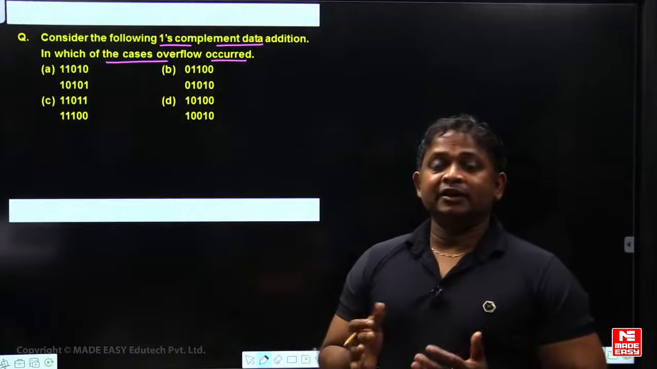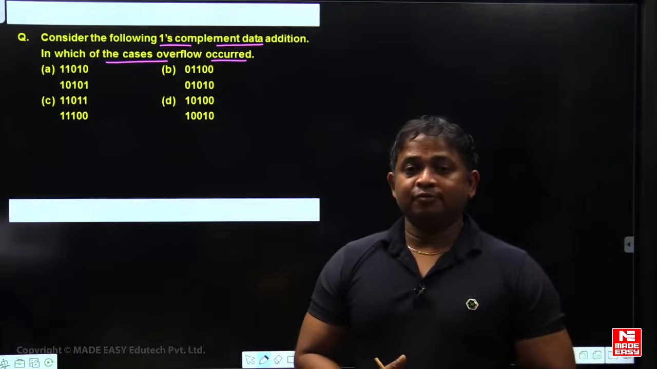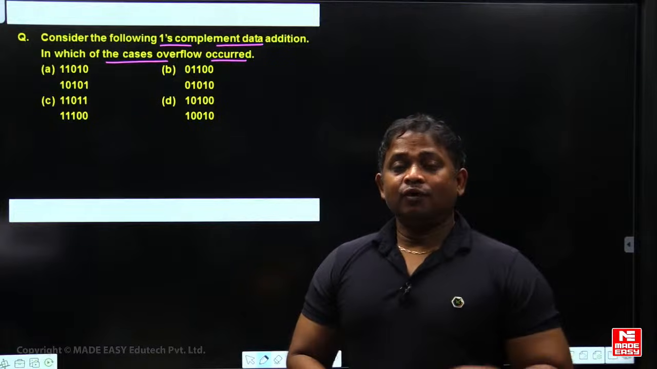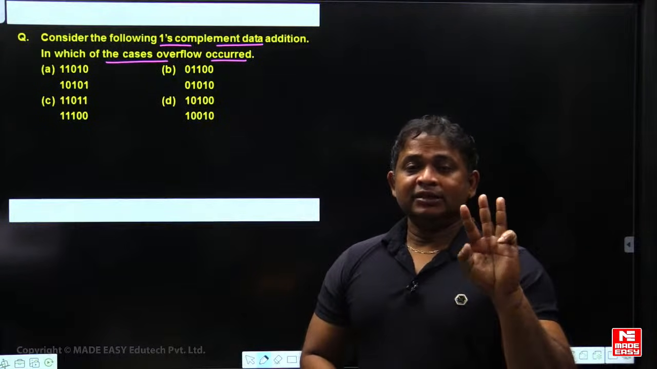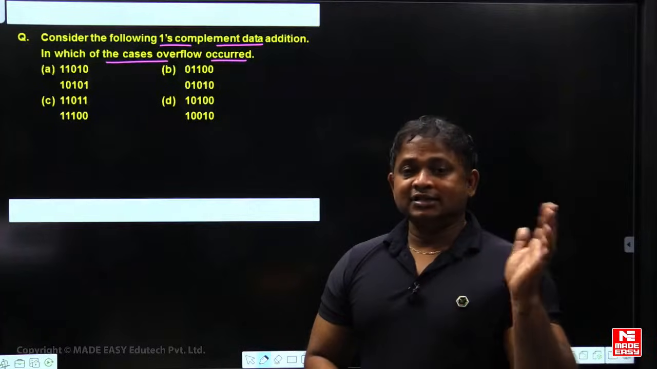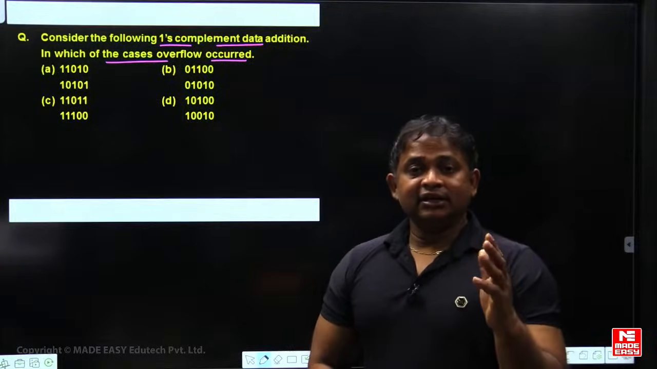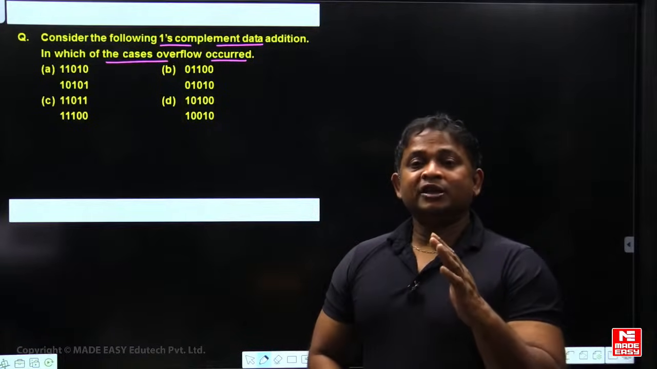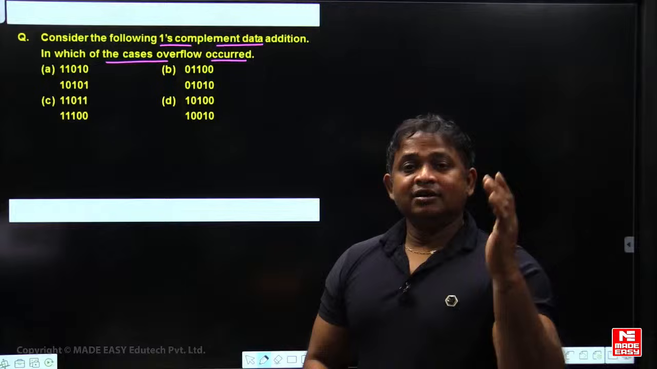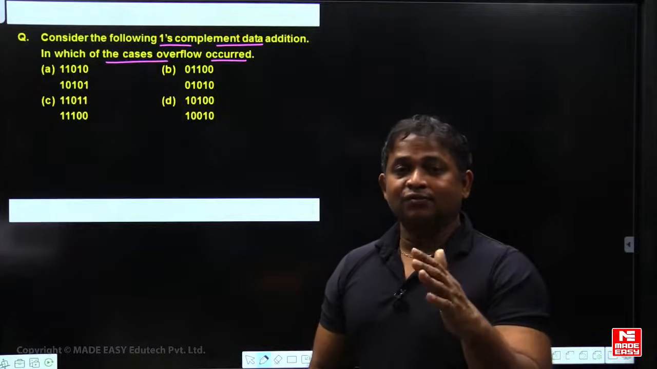XOR operation between carry in and carry out with respect to the MSB is also the overflow. For signed data overflow, three methods are there. One is plain English: there is a carry into the MSB and no carry out of the MSB, or vice versa. Second is the XOR operation between carry in and carry out with respect to the MSB. Third is when same sign data is added, the result contains opposite sign, which is the overflow.